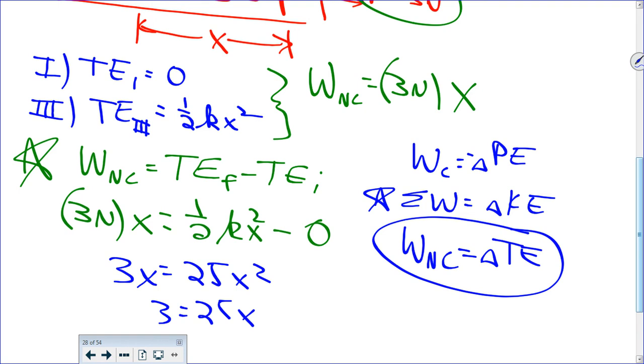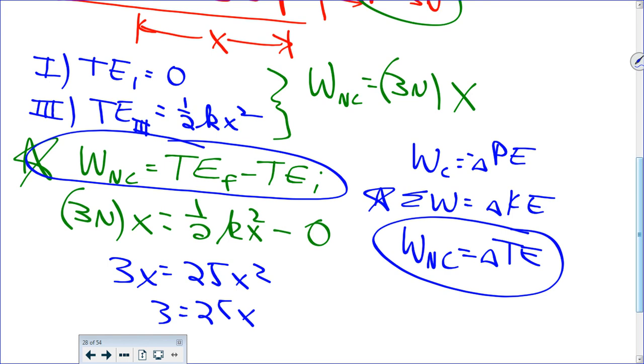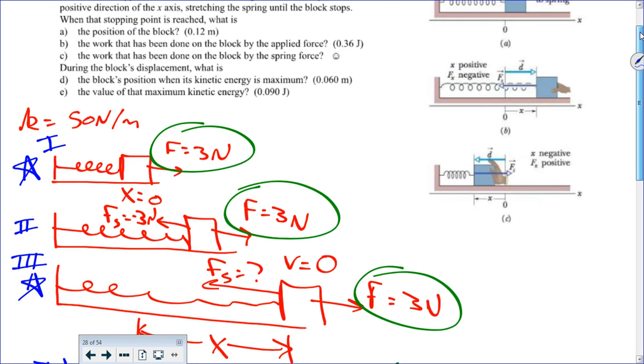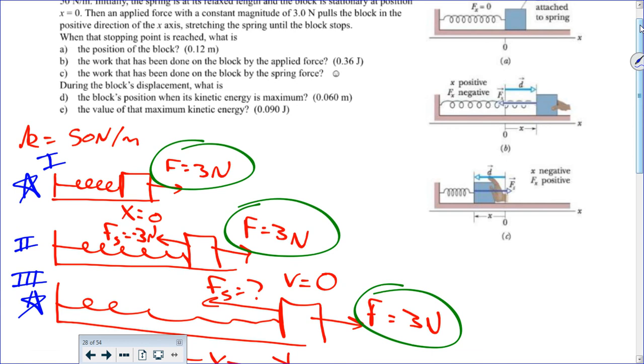Everybody good up to there? All right, so this, I think, is going to come up. I would be surprised if that didn't come up again sometime later today. All right, so part B, find the work done by the applied force. Oh, well, that's just 3 times 0.12, right? Force times displacement, right? So 0.36 joules.